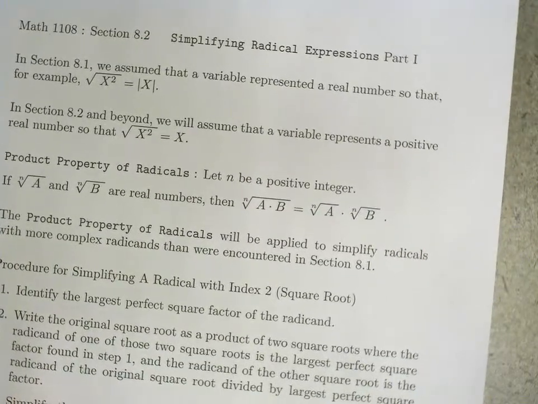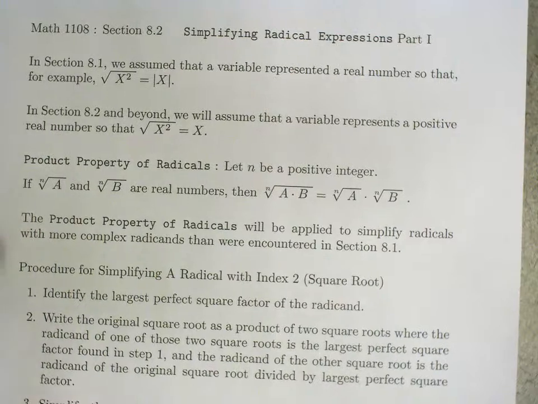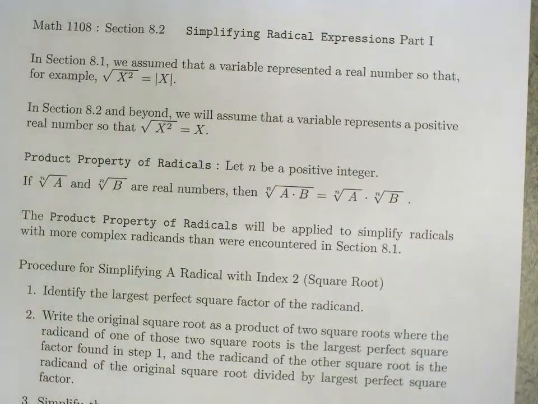So notice in the comments, if you're trying to take notes and I'm going too fast, you can pause and write down the notes. I will go not quite as fast as a reading pace, but fairly quickly. So section 8.2 is simplifying radical expressions.